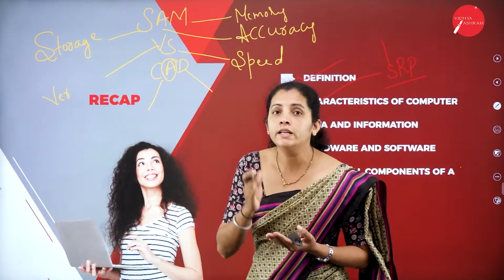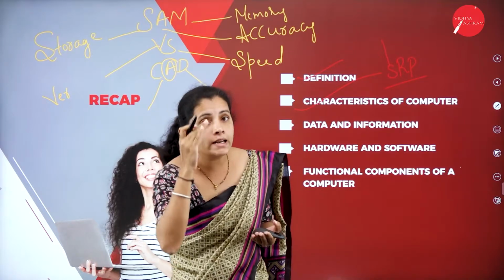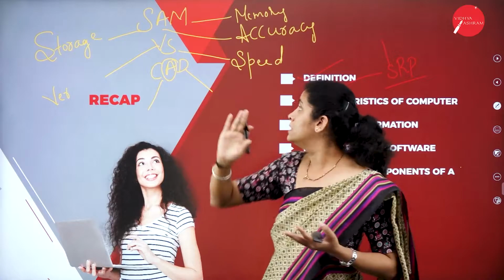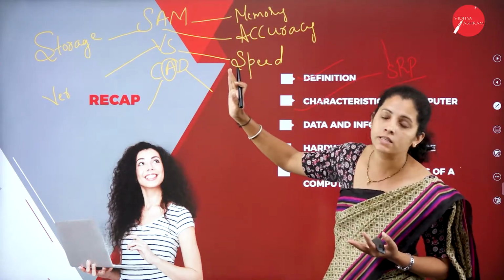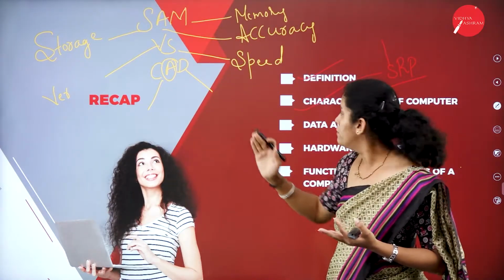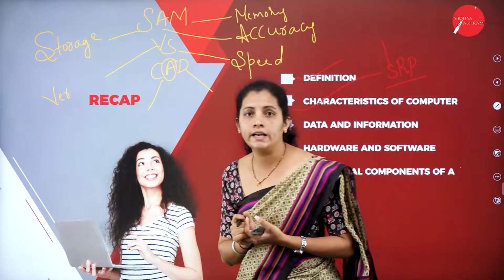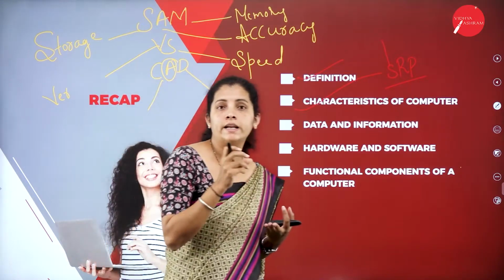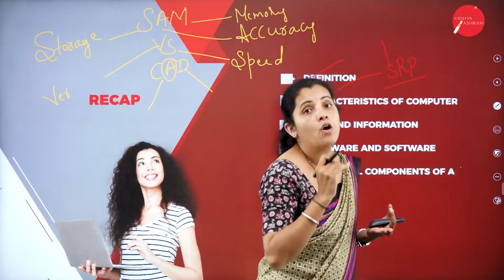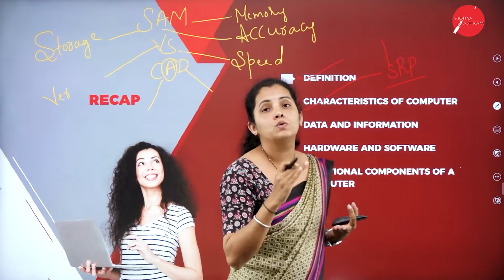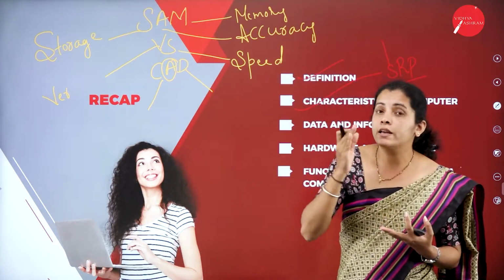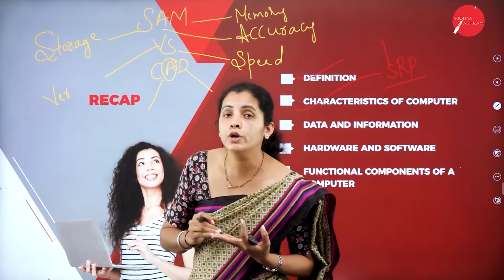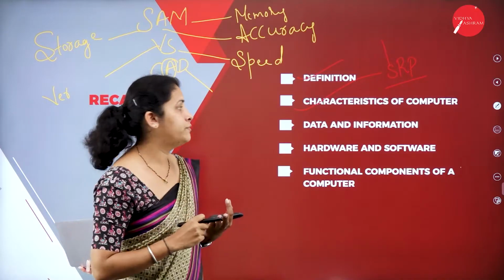So dear students, in order to remember the characteristics of a computer system, I'm going to use the words SAM versus CAD. Then we had a discussion regarding data as well as information. So what is data? Here data is nothing but the raw fact or unprocessed data, whereas information is nothing but the processed data and it gives some meaningful information.